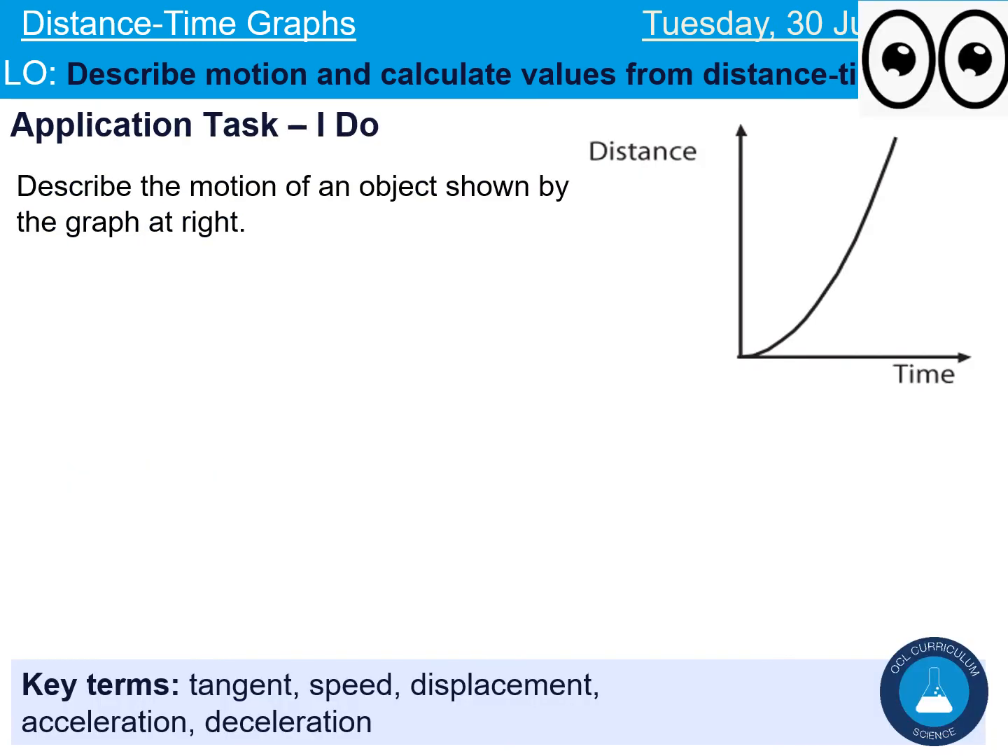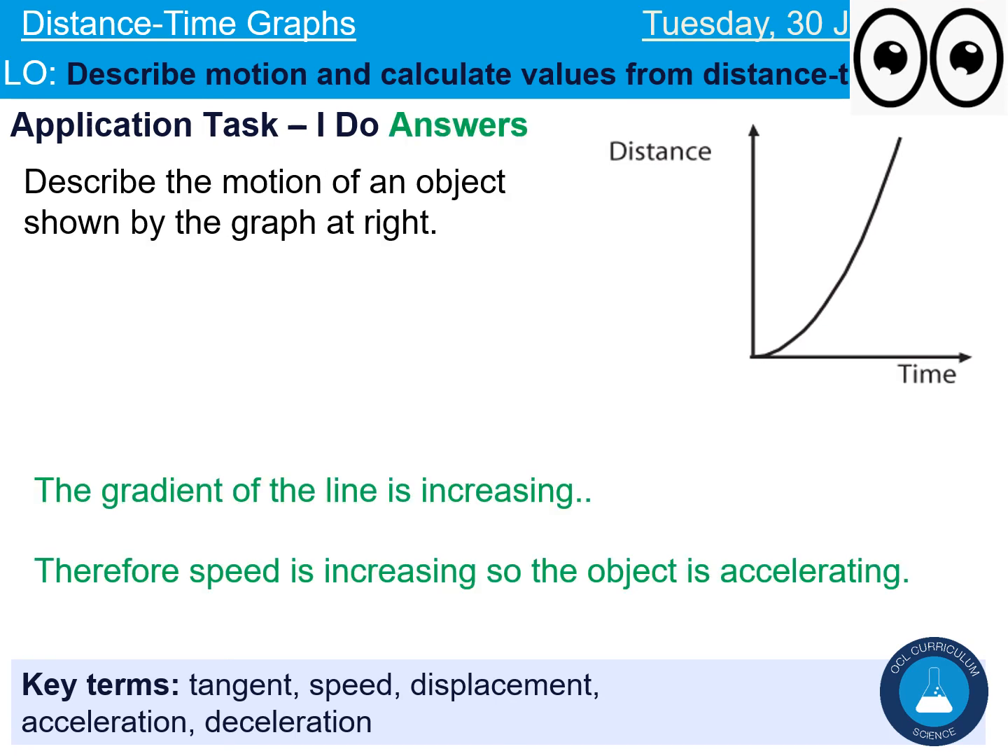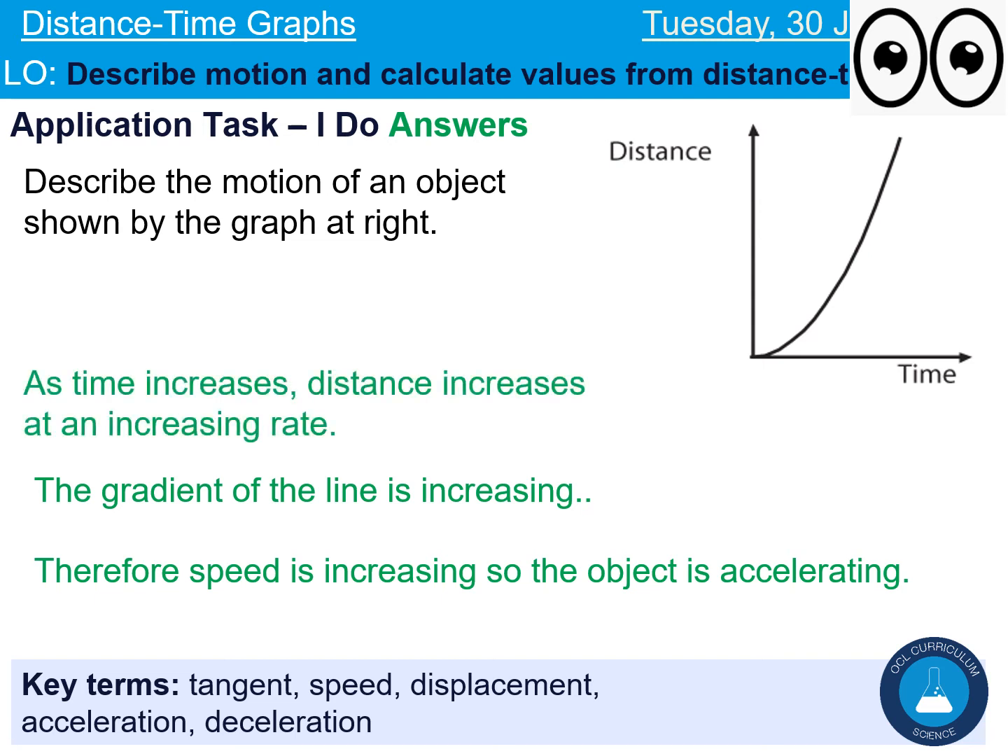We are now moving on to the application task part of the lesson. In these questions, you have to describe the motion of an object, shown by the graph. A model answer for this question would read like this. As time increases, distance increases at an increasing rate. The gradient of the line is increasing, therefore speed is increasing. So we say the object is accelerating.